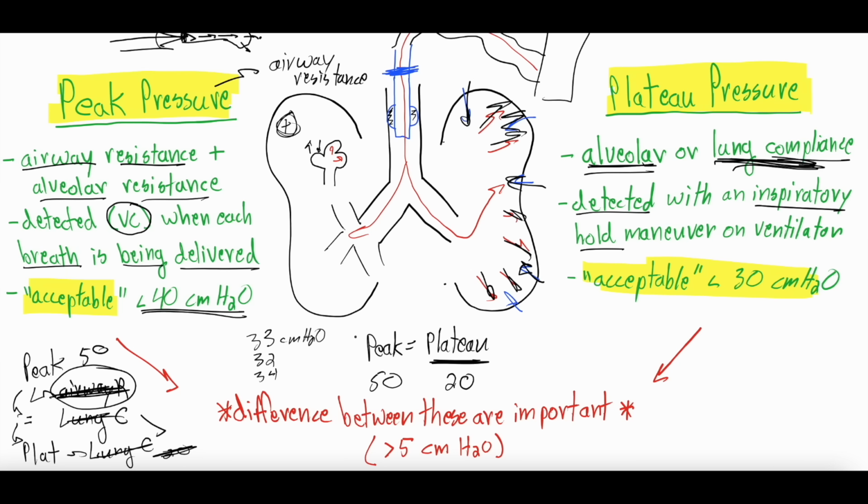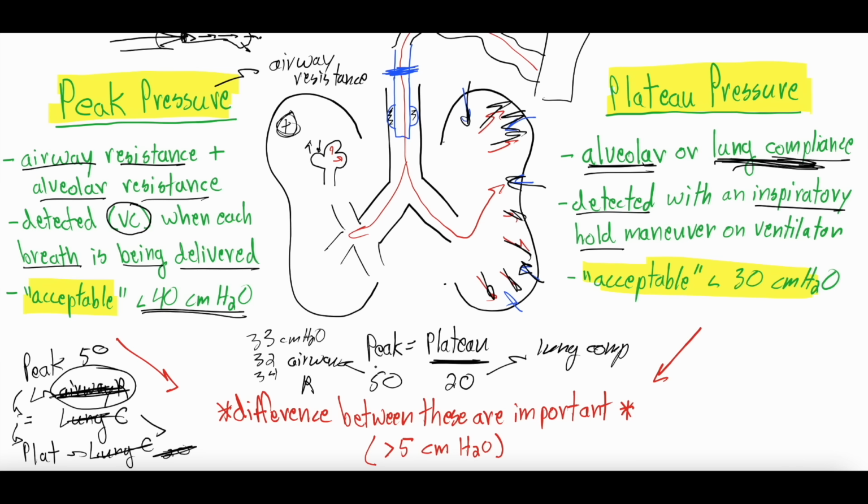So anytime the peak pressure is high, the second question is, what's the plateau pressure? And if the plateau pressure equals the peak pressure, this is really a lung compliance problem. If the peak pressure is greater than the plateau pressure, it's really an airway resistance problem.